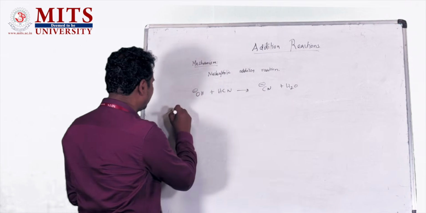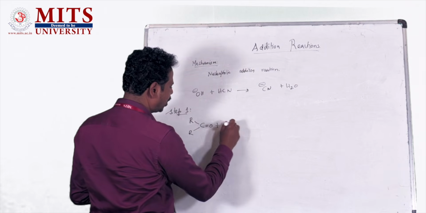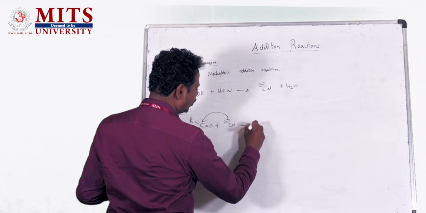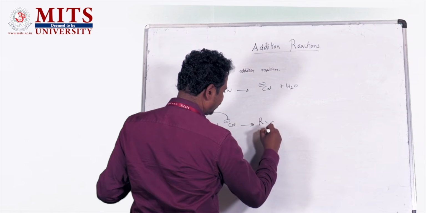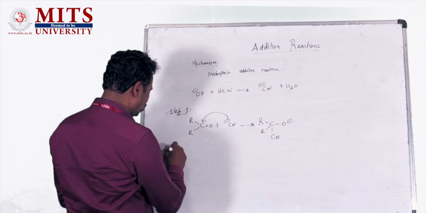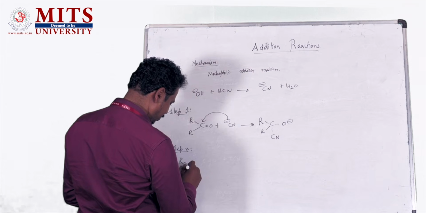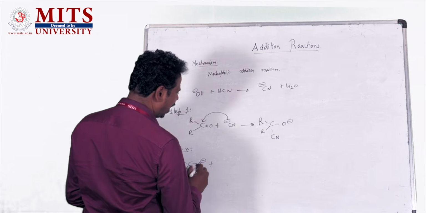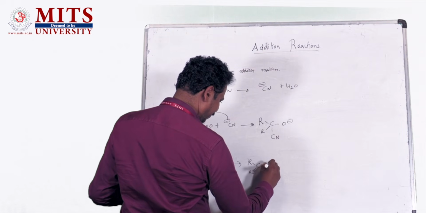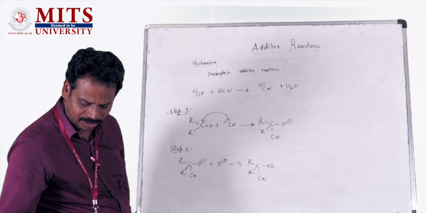Then step one talks about this ketone molecule reacting with a nucleophile. The nucleophile attacks the carbon, since the carbon is electron deficient here, and thereby the product is formed with CN. And step two, it is simply R-C with cyanide and O minus, that will react with H plus, and you'll be able to obtain the cyanohydrin. So this is the mechanism of this particular reaction.